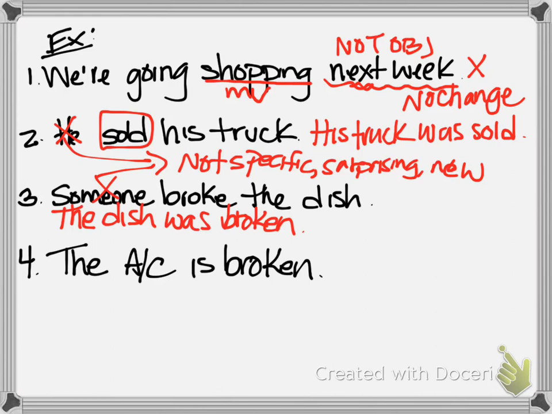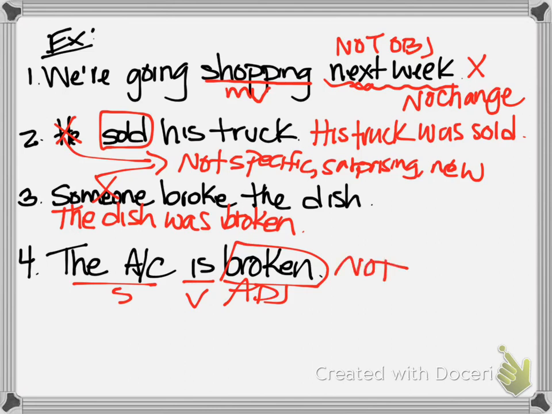Finally, we have the air conditioning is broken, so the air conditioning is our subject. We have is our verb. We have broken. This is an adjective. Okay, it's not an object. Okay, so we cannot change.